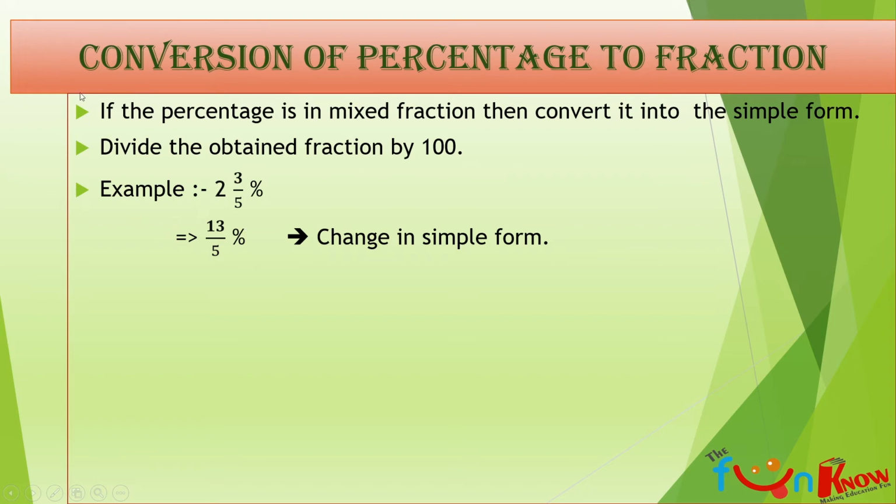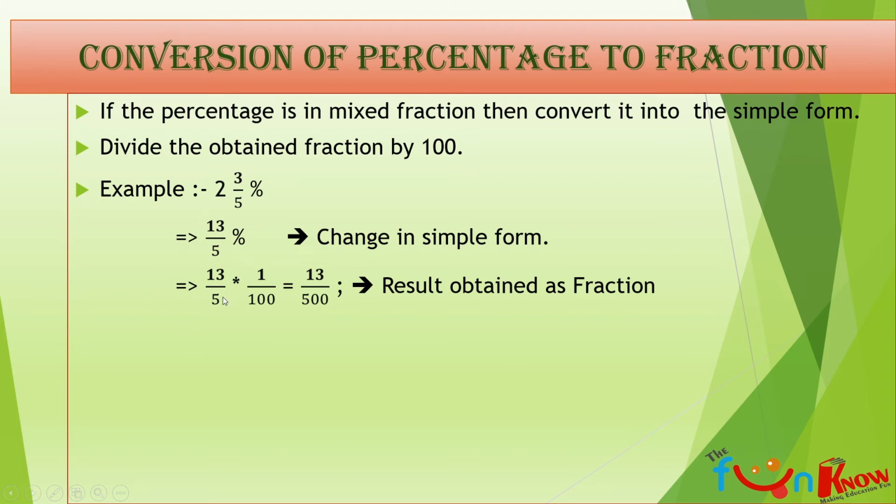This is how we can change a mixed fraction to a simple form. That is our first step, students, converting a mixed fraction to a simple form. Now the second thing we have to do is divide the fraction by 100. Look here, 13 by 5, which is already a simple fraction. You just divide it by 100. That means 1 upon 100. When you multiply, 5 into 100 is 500, 13 into 1 is 13. So the result obtained is 13 by 500, as a fraction. So this is how you can convert percentage to fraction. The first step is to convert the mixed fraction to simple form, and then divide the fraction by 100.